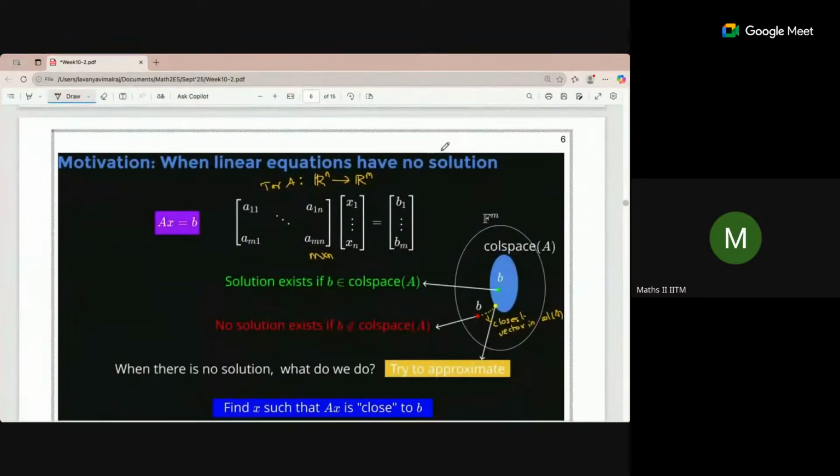Okay. Fine. So the next thing we are going to do is moving to least square solutions. Okay. So what are least square solutions?